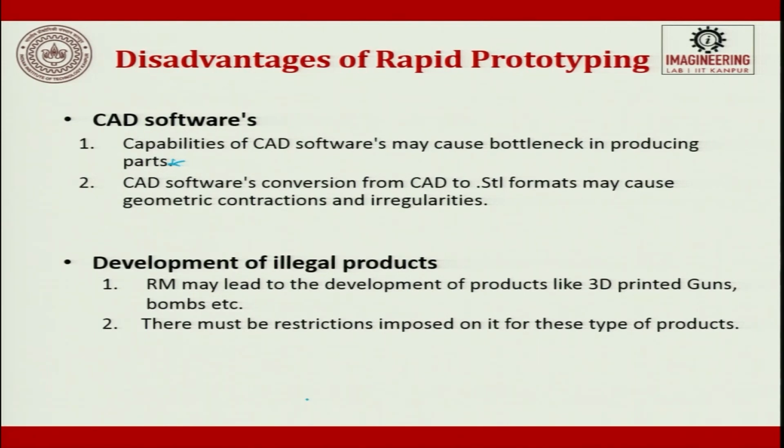The software that converts from CAD to STL formats may cause geometric contradictions and irregularities. For example, when you make these facets, there can be overlapping of 2-3 facets leading to an error. Then development of illegal products: RM may lead to the development of products like 3D printed guns and bombs, etc. This can be done very fast, but you have to use it judiciously. There must be restrictions imposed on doing such types of products.